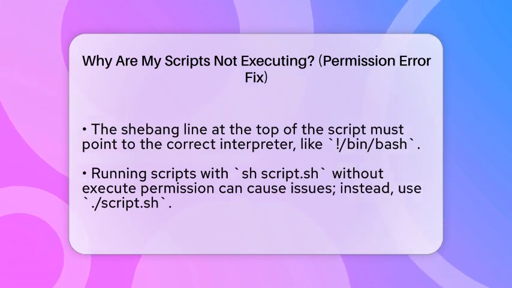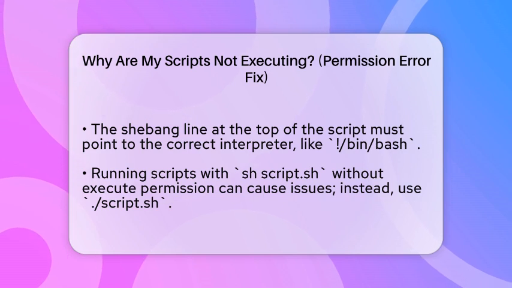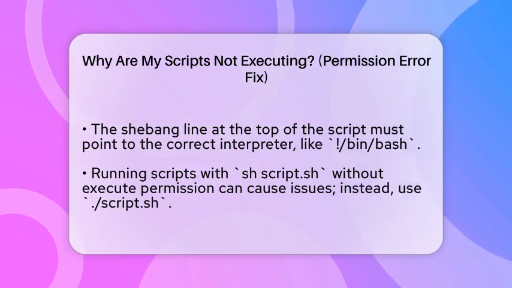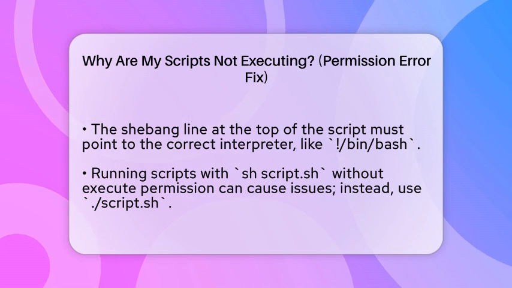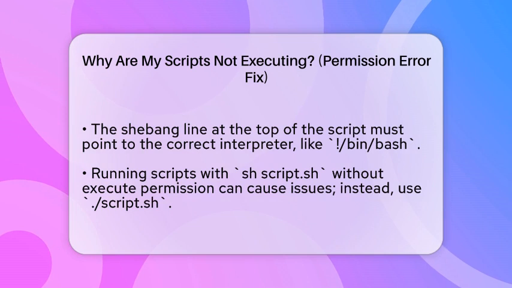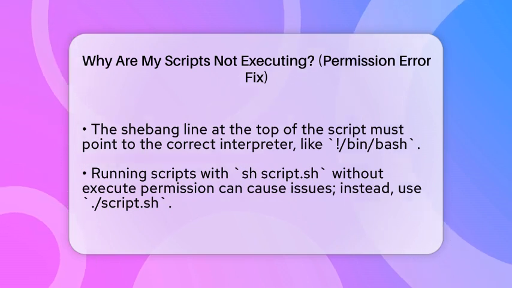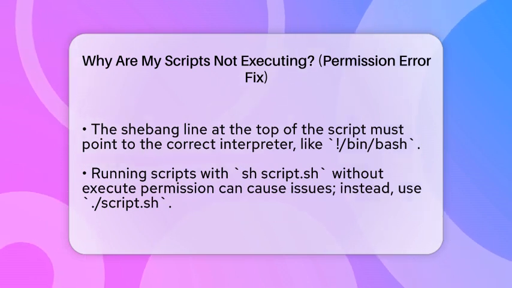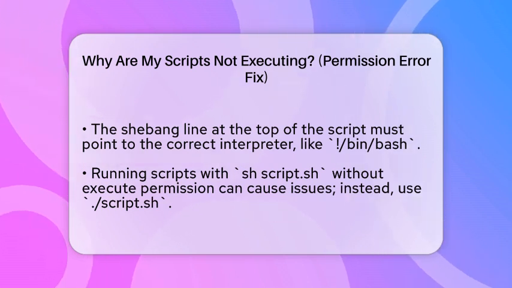Sometimes, the shebang line at the top of your script can cause issues. This line tells the system which interpreter to use, like /bin/bash. If it's missing or incorrect, the system might not run the script properly. Make sure the shebang line points to the correct interpreter and that it exists on your system.